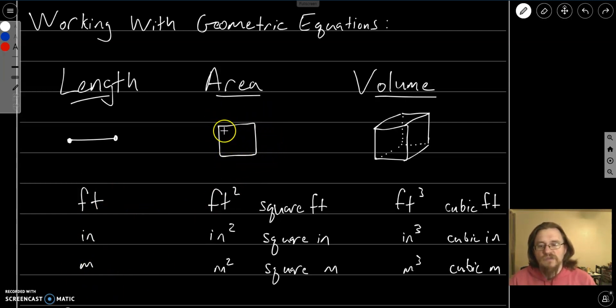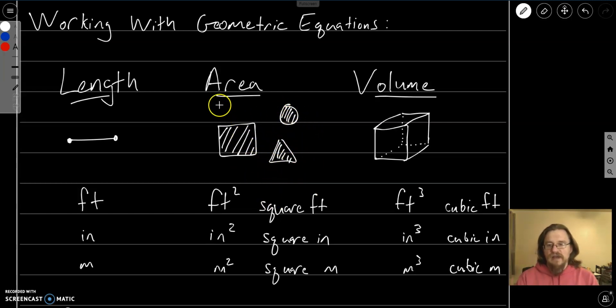Area is going to be sort of the space taken up by a shape. So for instance, the shape could be a square, we could have a triangle, we could have a circle, we could cut these shapes in half, we could glue them together, and area is going to be the space taken up by the shape in the middle.